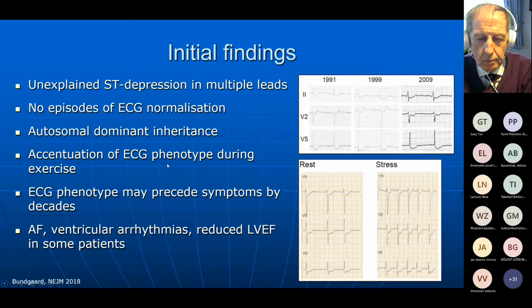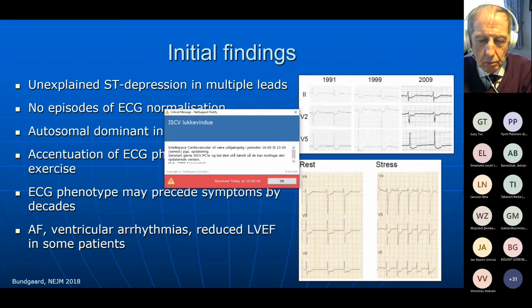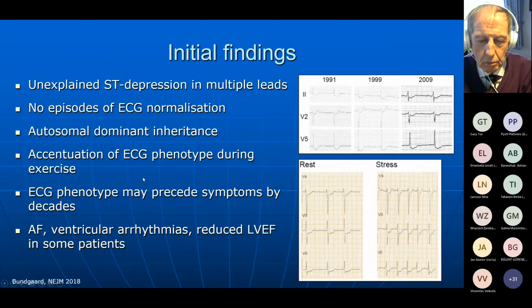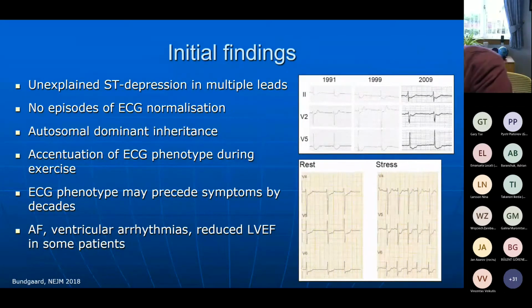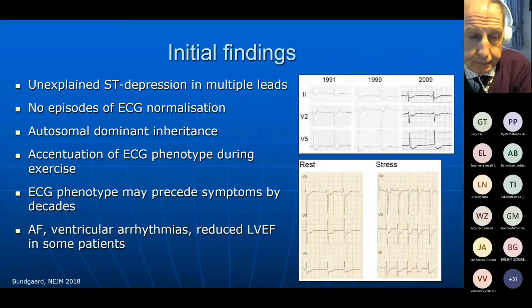When we evaluated the families, it generally showed a dominant way of inheritance. And even though we don't have the specific genetic information, the penetrance seemed quite high, as about 50% of the investigated family members also had the ECG phenotype. Another important observation was that the ECG phenotype seemed to be tolerated for decades. At least in some individuals, we could follow them from their teenage years up to 40 and 50 years of age before they developed any symptoms.